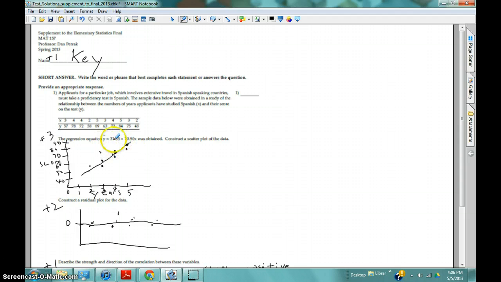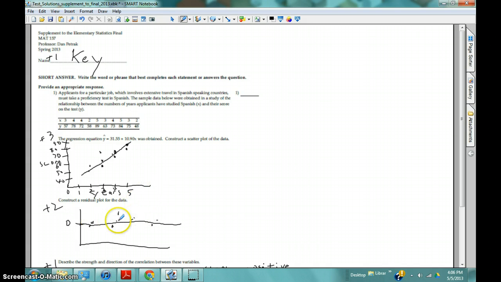Essentially, this equation is saying 31.55 plus 10.9 points per year. So that's the slope: every year of study, you'll go up 10.9 points on the score on this test. Obviously, this is correlational between years of study and performance on this exam.